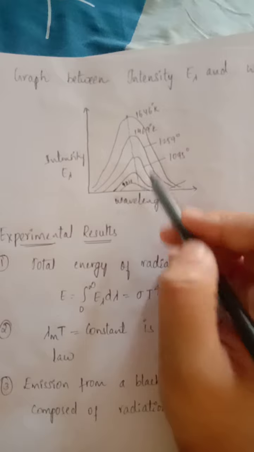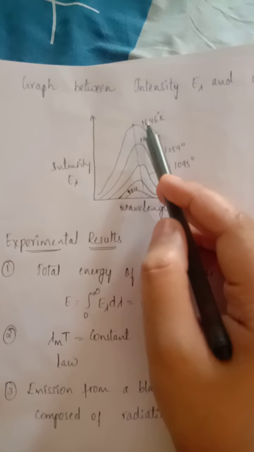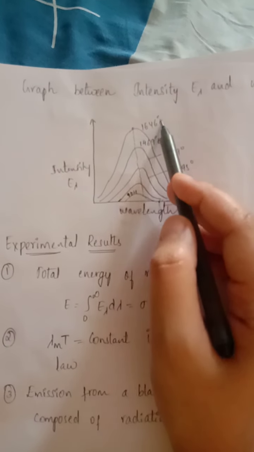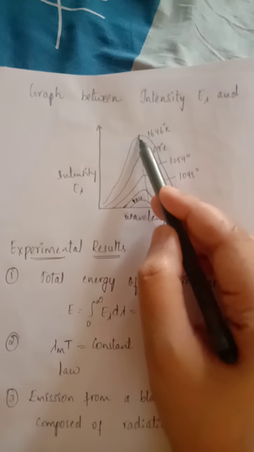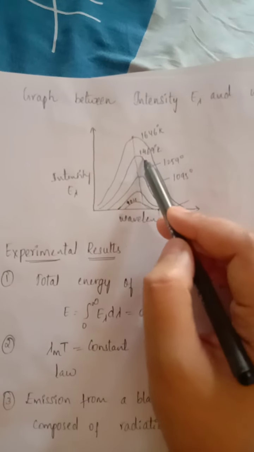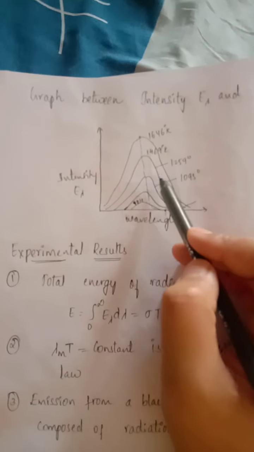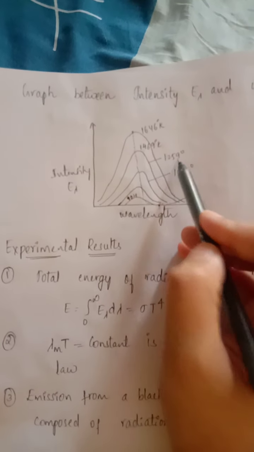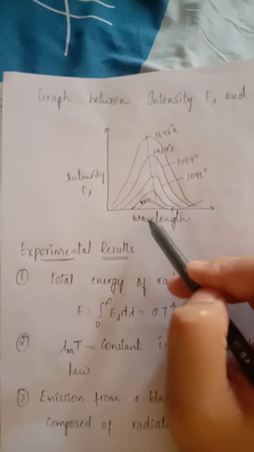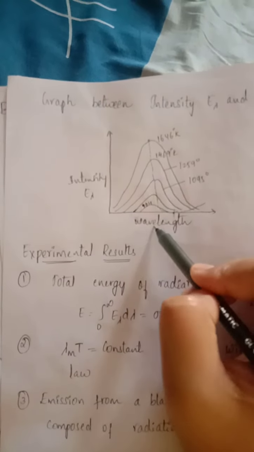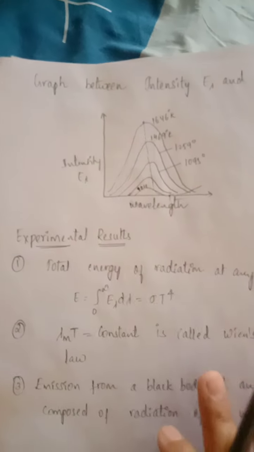If we take the temperature 1646 Kelvin, the graph is like this, with a maximum peak value at a maximum peak wavelength. Coming to 1469, it is different, 1259 is different, 1095 is different, and 904. This is the graph representing the intensity and wavelength for different temperatures.